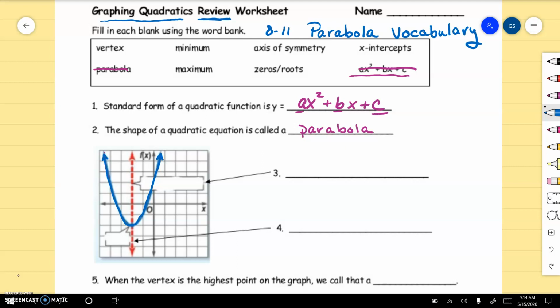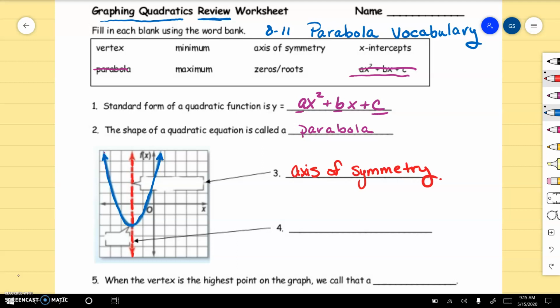Okay, so it's a graph of something with an x squared in it, an equation with an x squared in it. All right, number 3, they're pointing at this red dotted line down the middle. That red dotted line is called the axis of symmetry. Okay, so what does that mean? Well, axis is another way of saying line, like your x-axis and your y-axis. This is just another axis. It's called the axis of symmetry because it cuts the parabola in half. What you see on the left is a mirror image of what you see on the right.